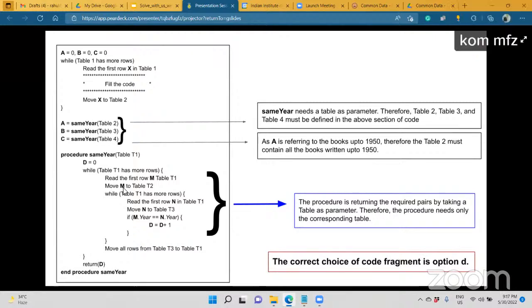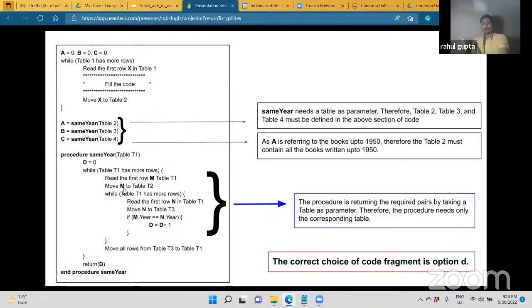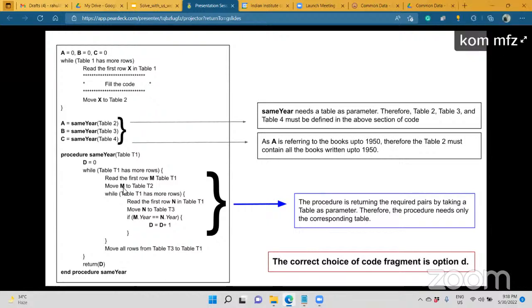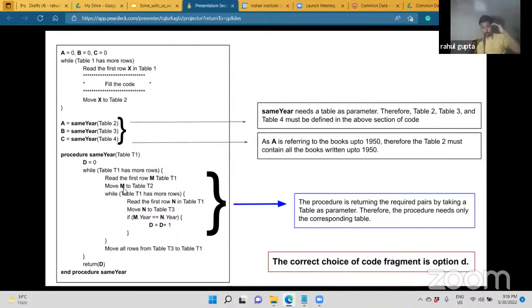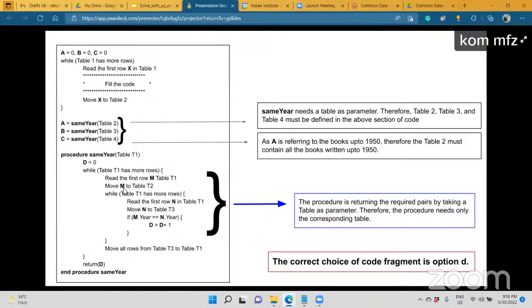Yes, sir. Now what will be the top row now? The second row, it will become the first row, right? Yes, sir. And I will read that and see if the year of the first row, which was initially, and the year of the first row, which is now, is same or not. If it is same, then I'm incrementing D. Means D is a counter. Okay, it is incrementing when the years are same, right? So only years need to be same, sir?